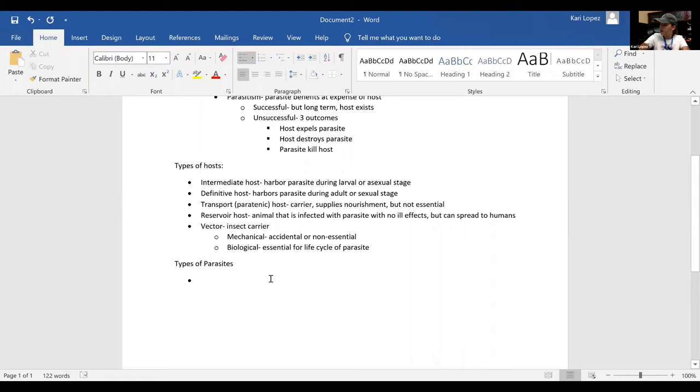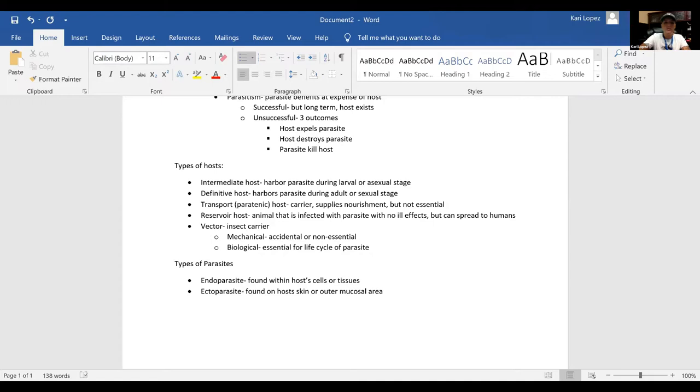What does that sound like to you? Inside. Yep, so found within host cells and tissues. How about an ectoparasite? Outside. Yep, so found on the host surface, skin, or outer mucosal area.